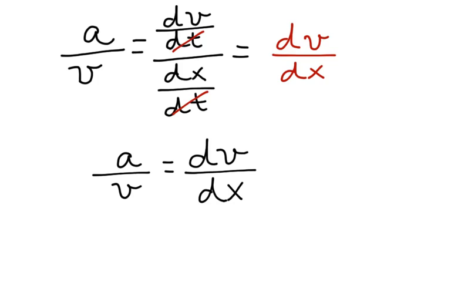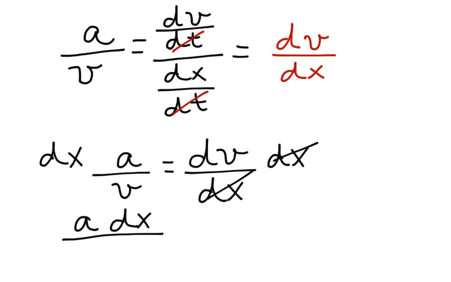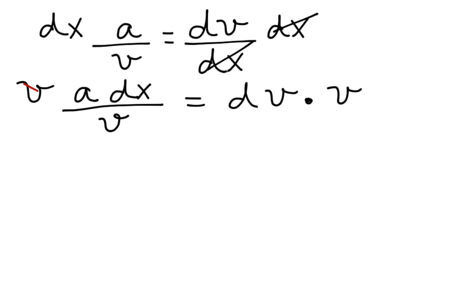Let's go ahead and multiply both sides by dx. And I'd like to multiply both sides by v. We'll do that in the next step. So I have a dx over v is equal to dv. And then let's multiply both sides by v. And I get a dx is equal to v dv.